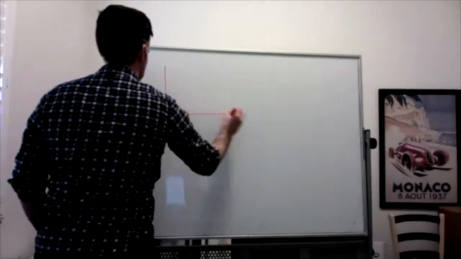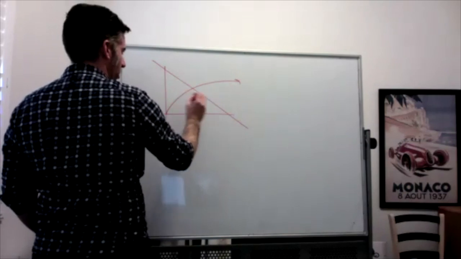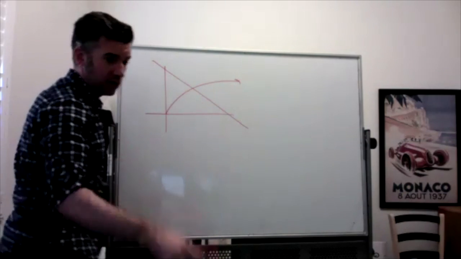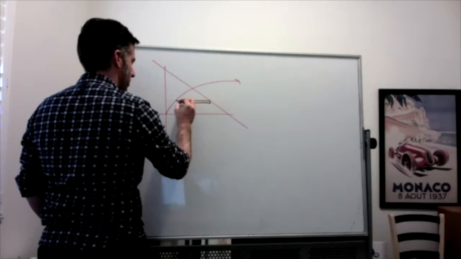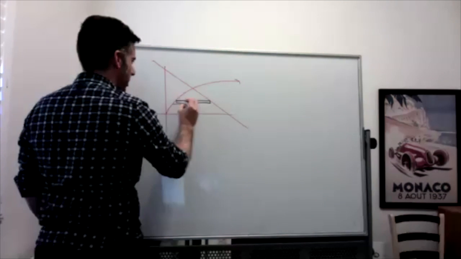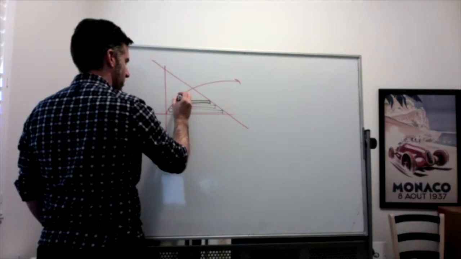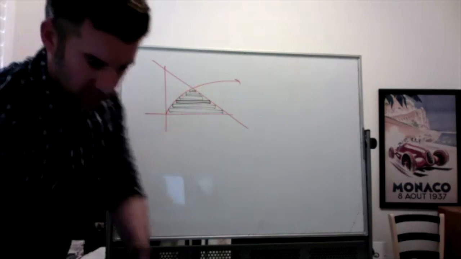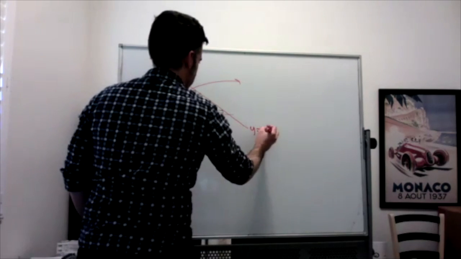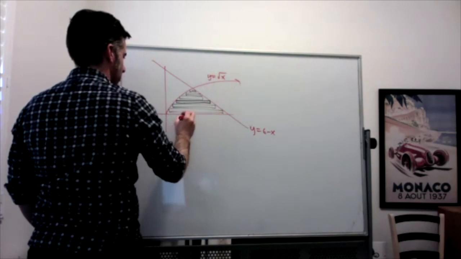Instead of doing it this way, you could do it this other way, where instead of using vertical rectangles, we can use horizontal rectangles. And in fact, we can draw a whole bunch of them. And the idea is that we're just adding up all these rectangles. Again, this is the function y equals 6 minus x. This is the function y equal to the square root of x. This is y equals 0.